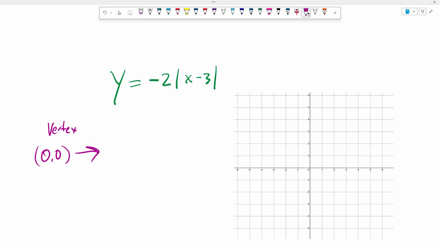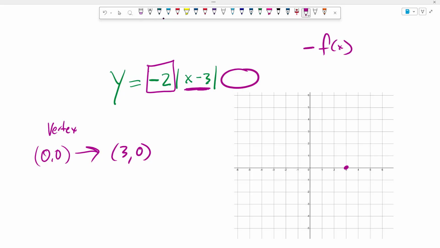Where's the new vertex going to be? It goes to the right by 3. So 3, and there's no number on the outside, so it's not going up or down. So 3, 0. How is this negative going to affect it? Right? The opposite of a function just takes all the y values and makes them the opposite. It's a reflection about the x-axis.